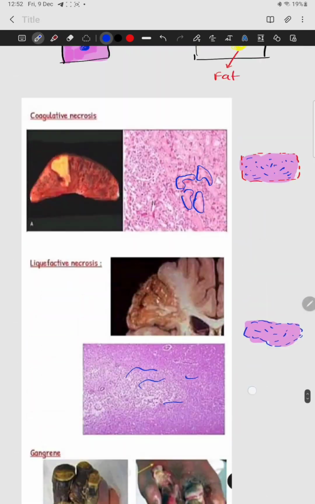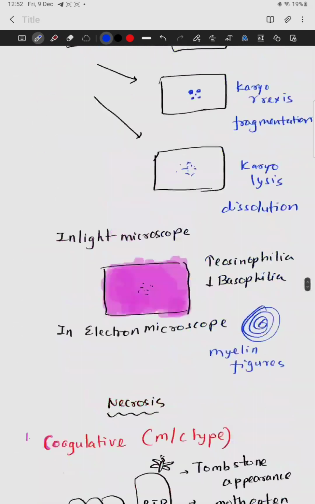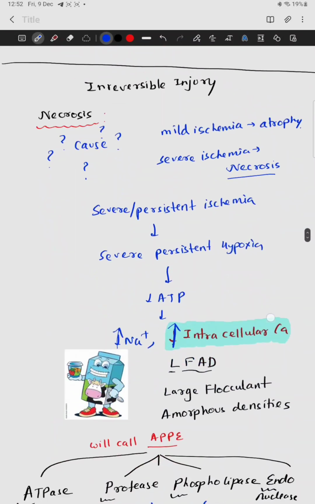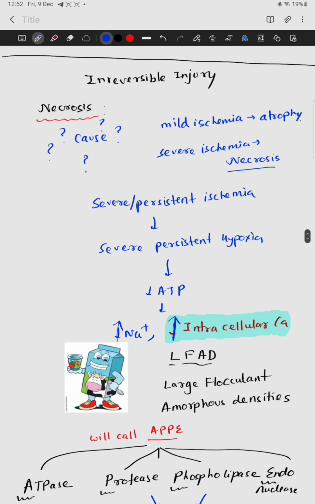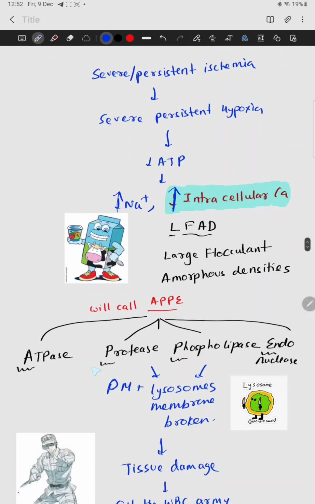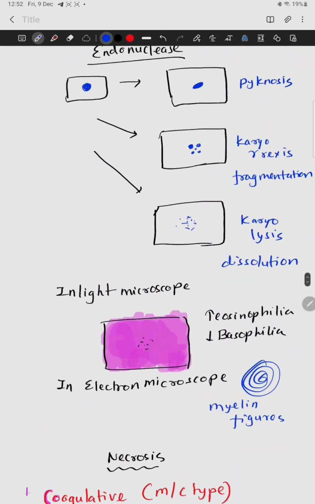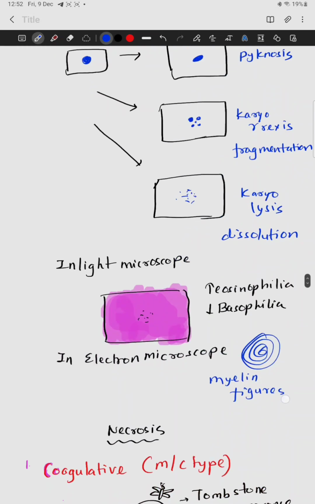So let's end this necrosis chapter. It was a fun session. Let's just see one more time what we have studied. In necrosis, what causes it? Severe ischemia, remember. And what increases? Sodium and calcium, that is the intracellular calcium. And this fat guy is going to call up P, so ATPase, protease, phospholipase and endonuclease. And finally the death happens. That is the mechanism, and we have studied the endonuclease activity.